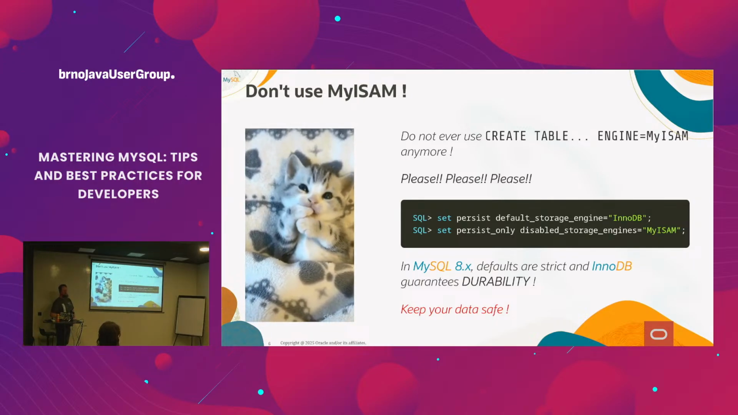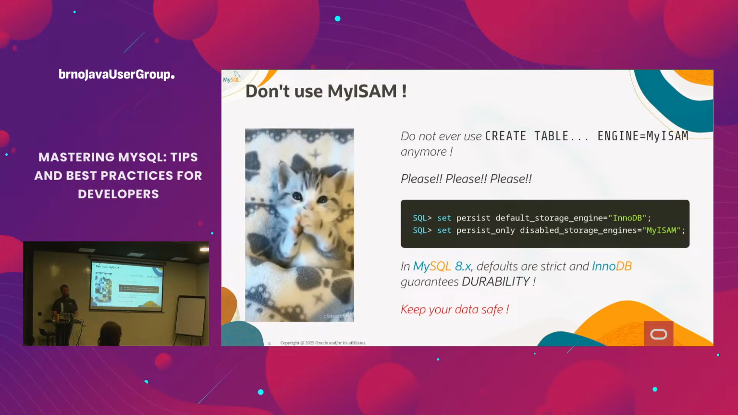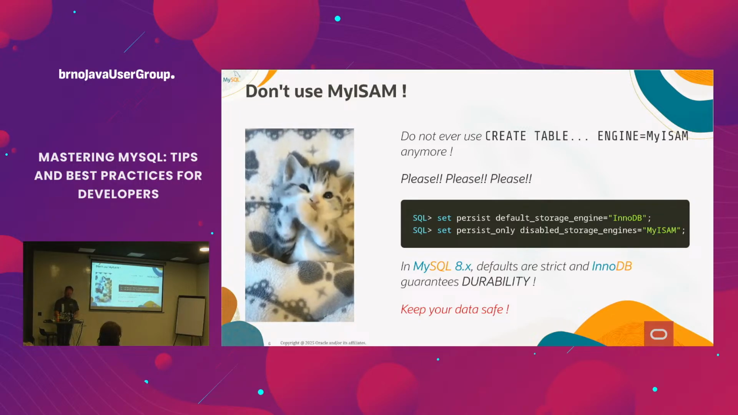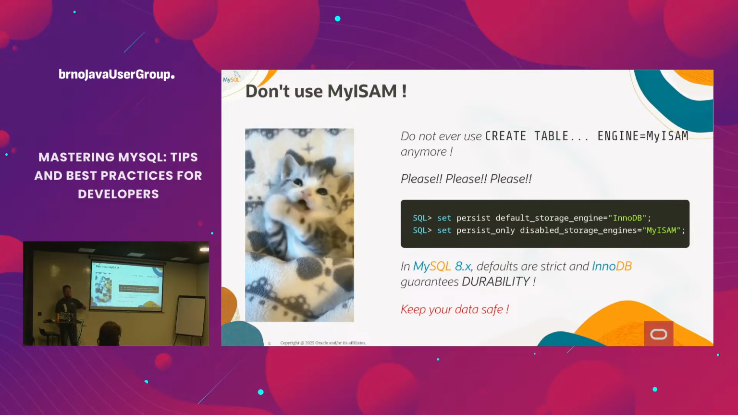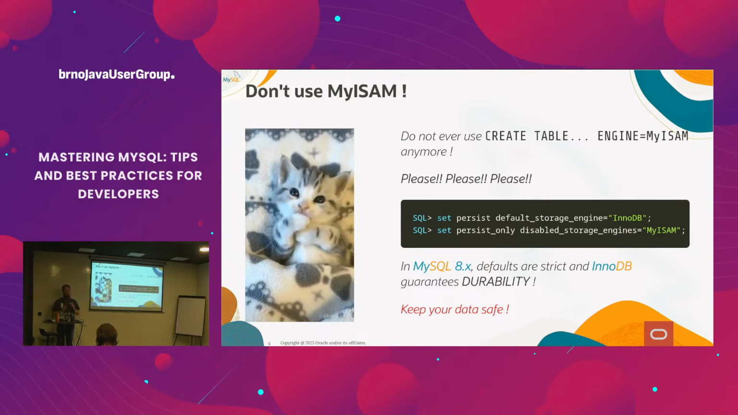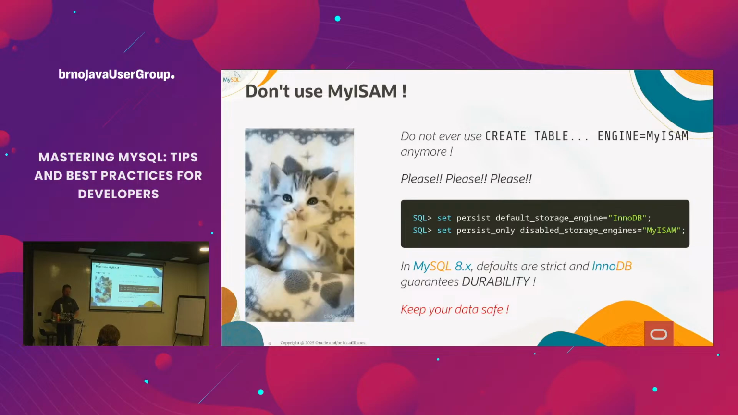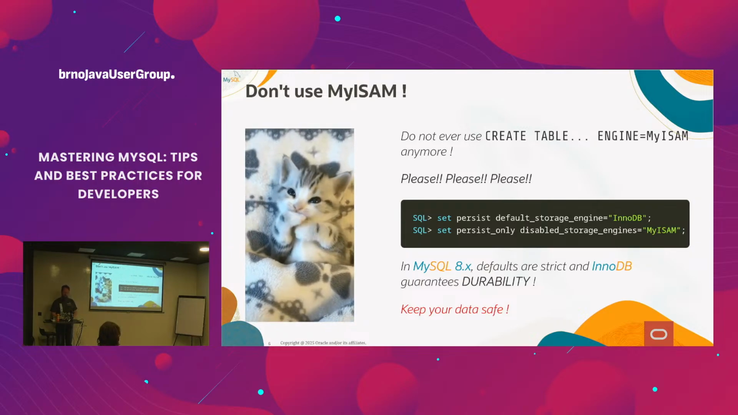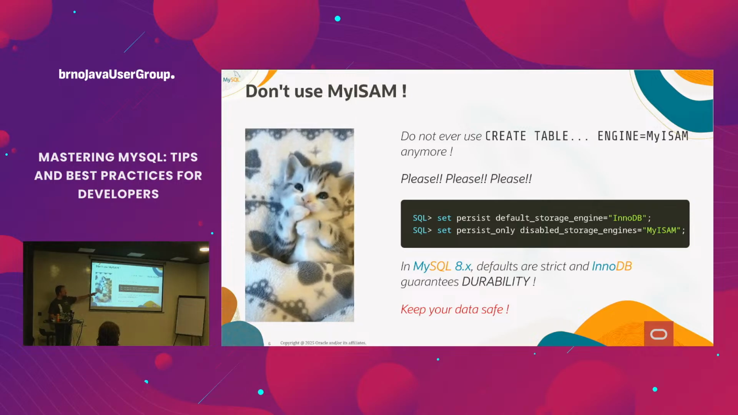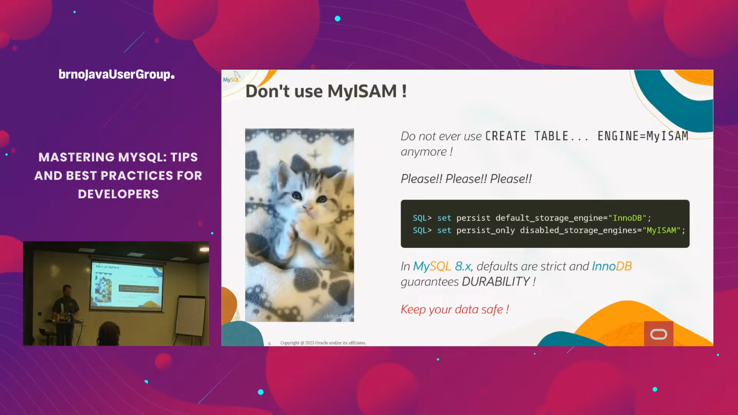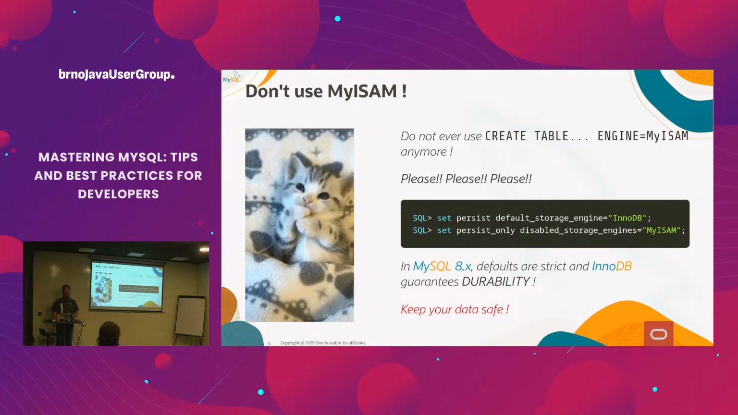So to do that, if you are a DBA and you want to annoy the developers, you set default_storage_engine to InnoDB. So you say, okay, I want it to be InnoDB only. I don't want any other type of engine on my system. And then you also disable the MyISAM storage engine, right?